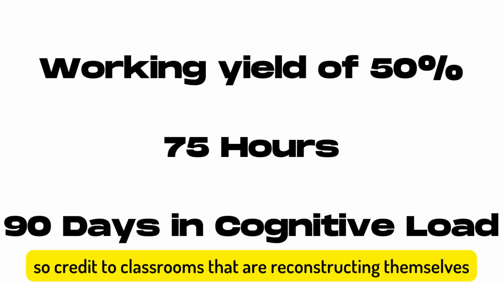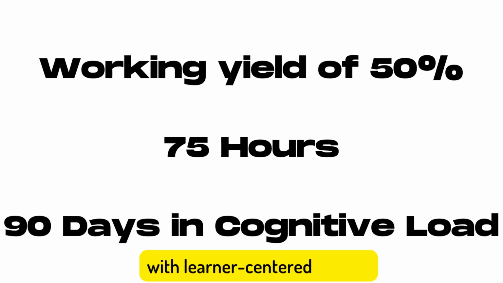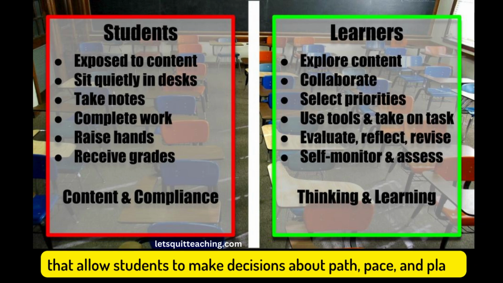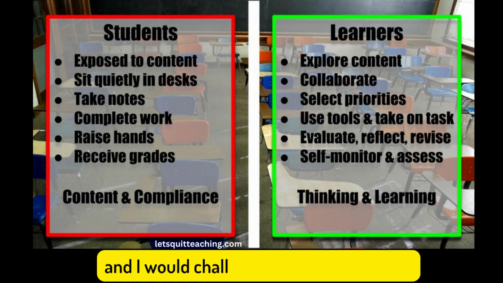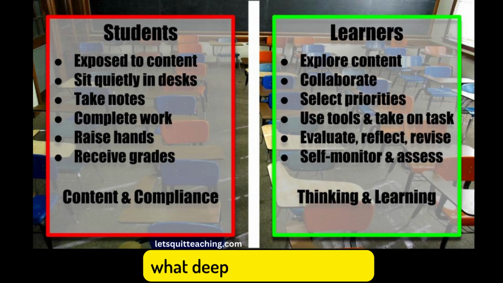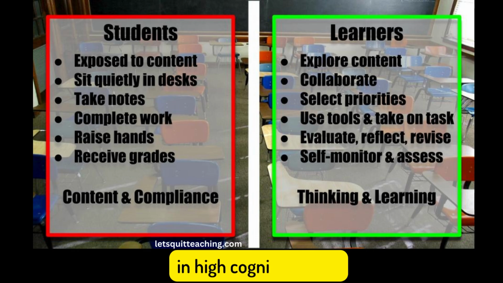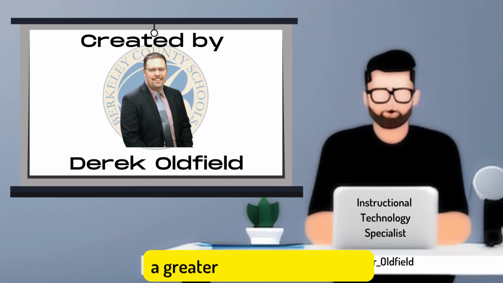So credit to classrooms that are reconstructing themselves with learner-centered models that draw upon high agency approaches that allow students to make decisions about path, pace, and place. And I would challenge all of us to consider what deep thinking looks like and consider those strategies that increase the number of students engaged in high cognitive loads a greater percentage of time.